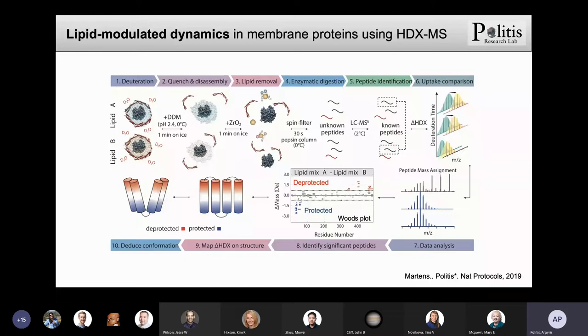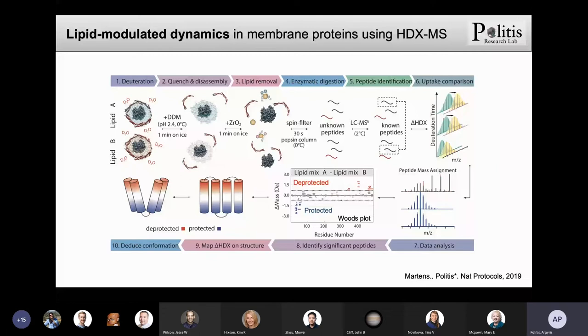Then we deuterated our samples, again differential experiments, then we quench the reaction. The new step that we introduced here is that we need to get rid of the lipids before we go to enzymatic digestion. The reason for doing that is that we don't want to carry out analysis on lipids because they can convolute the analysis, and the LC becomes very convoluted, and also it's not good to throw all the lipids into the mass spectrometer. So after we got rid of the lipids, which we did by adsorption via zirconia beads, we carry out the enzymatic digestion, then identify the peptides using LC, and then we carry out the mass spectrometry, where we can see the shift in mass of specific peptides, assign the masses, and see whether there is uptake of deuterium.